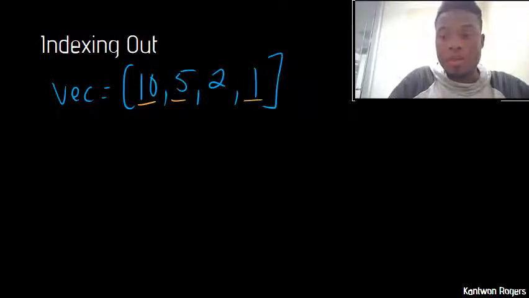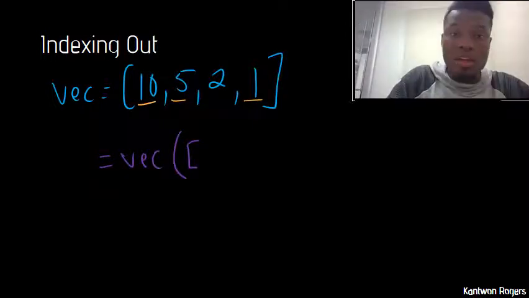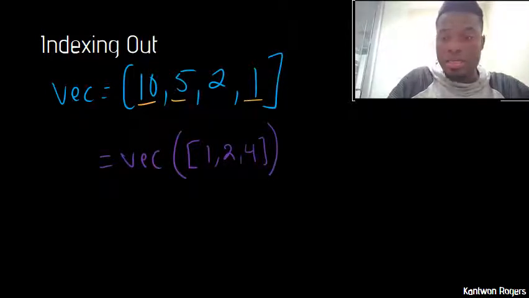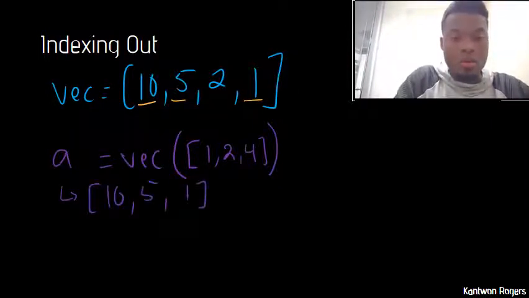Okay, so I can do that by, on the right-hand side of my assignment operator, I need to indicate the vector and the positions that I want to index. So I can have vec, parentheses, and then now a vector of my indices. So the 10 is at the first position, the 5 is at the second position, and the 1 is at the fourth position. And so in this case here, I can assign that to a variable a. And so at the end of this line of code, a will be the vector 10, 5, and 1.